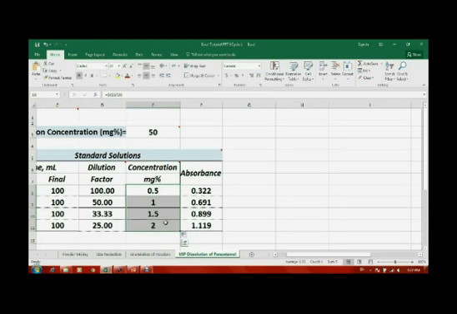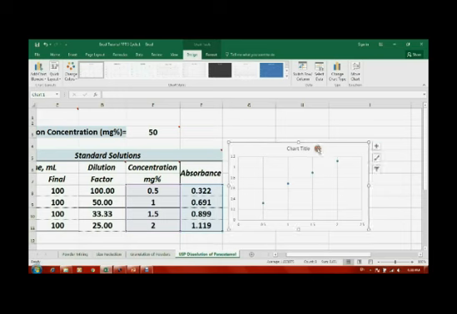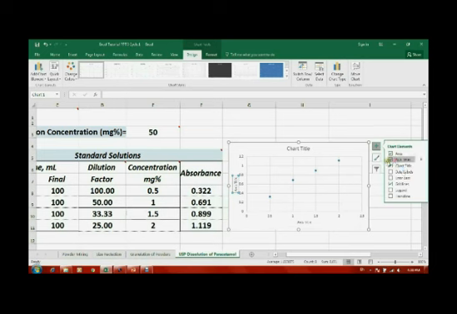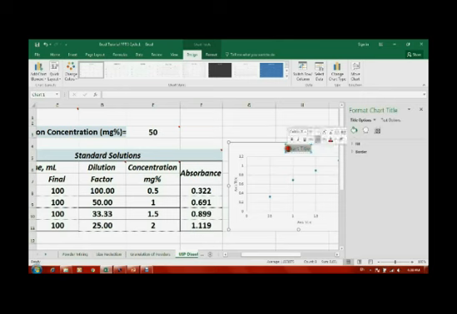Now, plot the absorbances versus the concentration in milligram% weight per volume. This is your calibration curve. Add the chart title and the axis titles. The y-axis title is absorbance, while the x-axis title is concentration milligram percent weight per volume. The chart title is calibration curve of acetaminophen in phosphate buffer pH 5.8 at 243 nanometers.